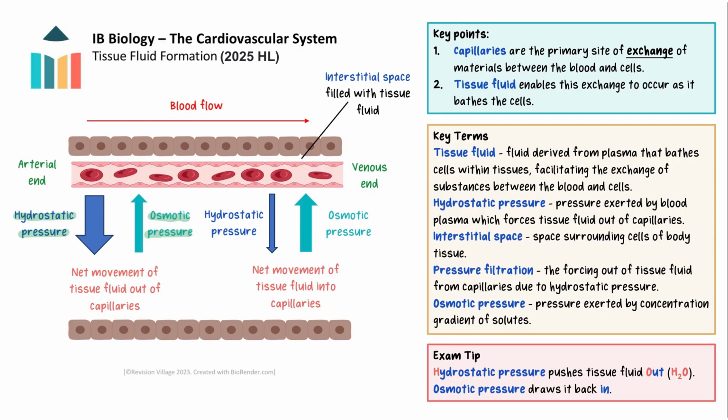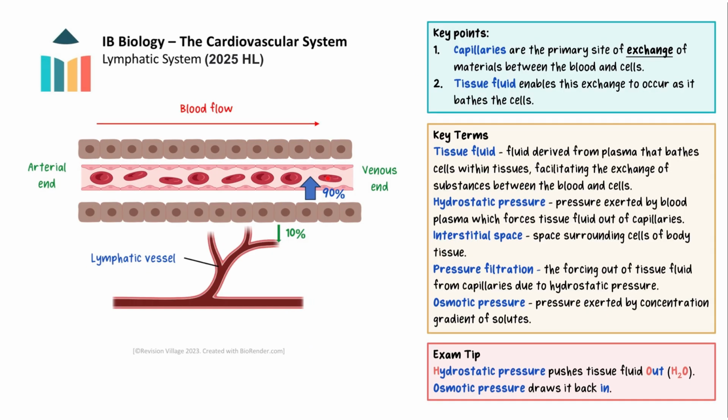Eventually, osmotic pressure outweighs hydrostatic pressure and the tissue fluid starts to get drawn back into the capillaries along with the waste collected from the cells. About 90% of the tissue fluid is reabsorbed back into the capillaries by the osmotic pressure created by plasma proteins. The remaining fluid, along with the waste products and large molecules, is collected by lymphatic vessels as lymph.